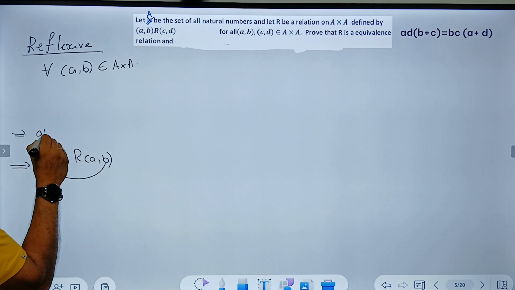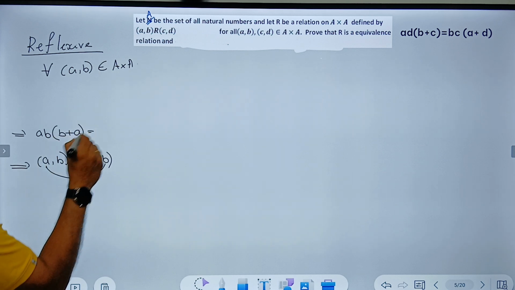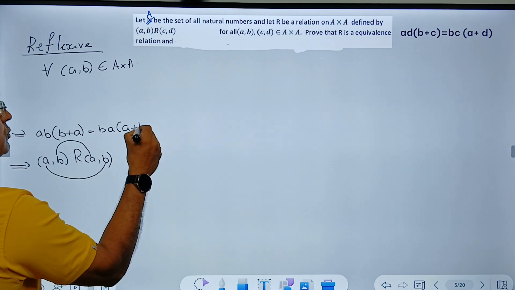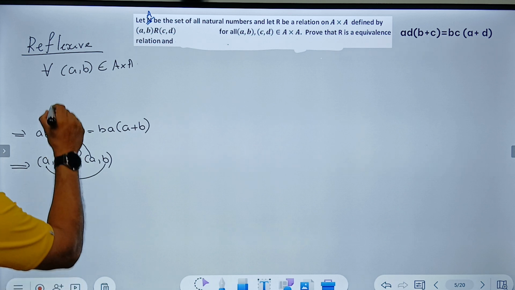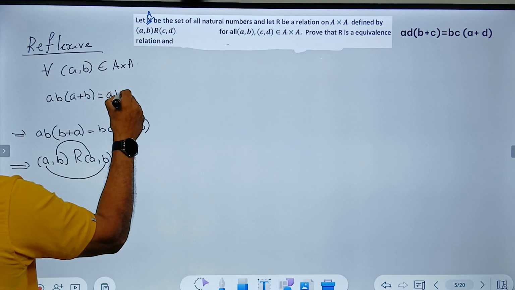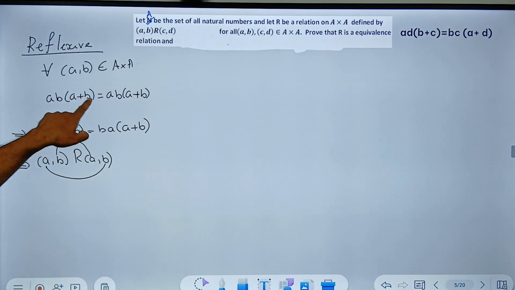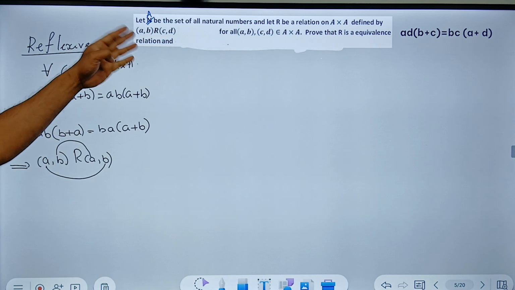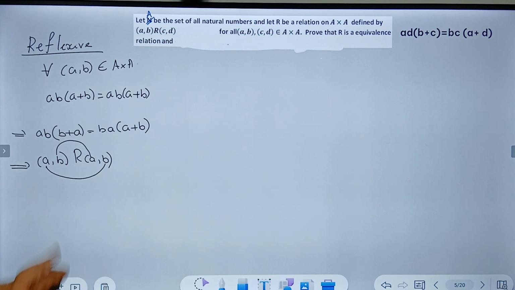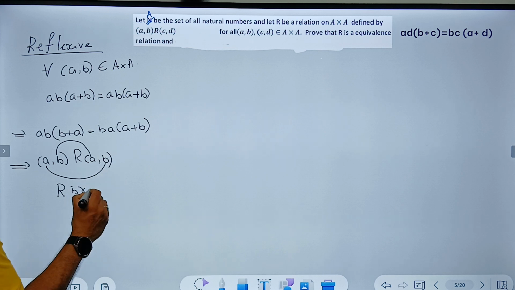That means I should have got AB into (B plus A) equal to BA into (A plus B). This is what I should have got, which is very obvious. This is how I will start the problem. B plus A is same as A plus B because addition of natural numbers is commutative, and AB is same as BA because product of natural numbers is commutative. Therefore R is reflexive. By now you should have understood the process, okay, reflexive.